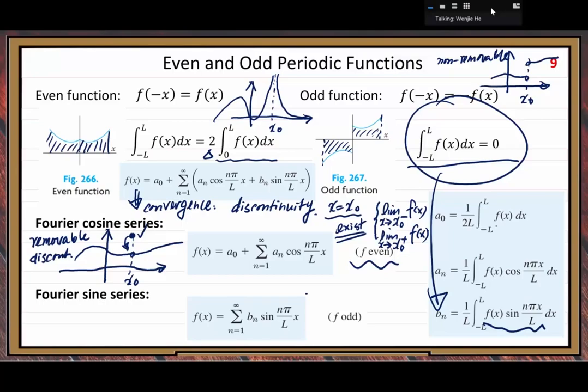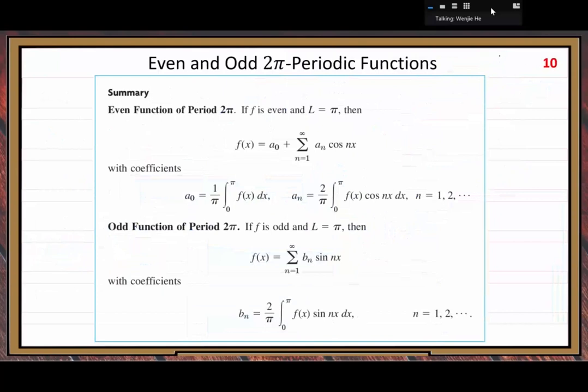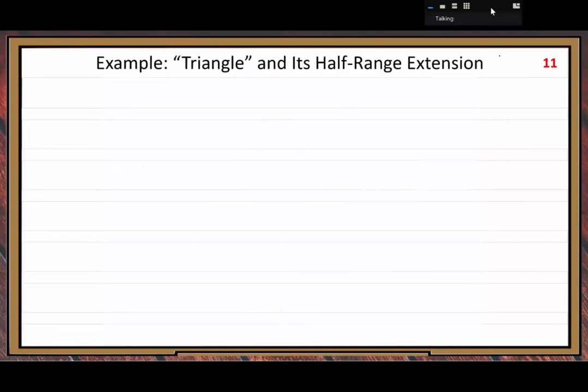Now let's move to the new part. Part C, the remaining. Here I just copy the formulas. Nothing new on this slide. Even function, odd function, cosine series, sine series. Next, we need to do some examples. So let's work on some examples. The first one, triangle and half-range extension.